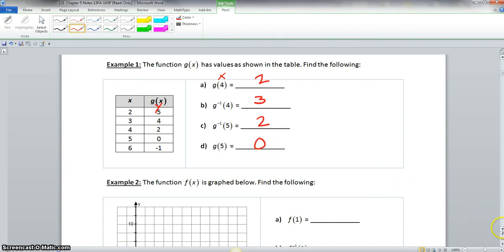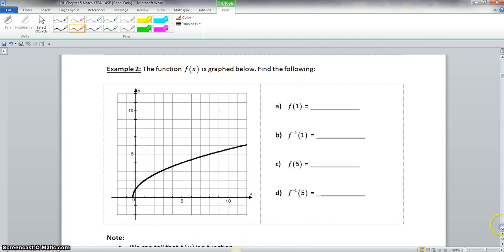And that's it. Now, we scroll down here to example 2. It says the function f of x is graphed below. Find the following. Now we want to find f of 1. So what we would do is go to the x-axis where x is 1, and then find out what our y is. If we go up, we notice that our y is here. So we need to go up 1, 2. So f of 1 is 2. As you see here, this jumps, so we know that this 2 goes up here. So f of 1 is equal to 2.